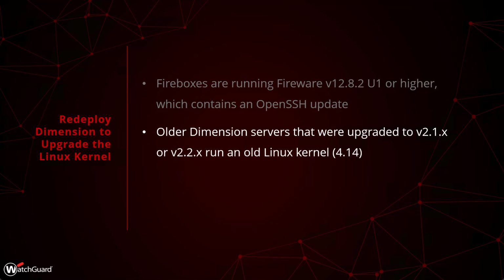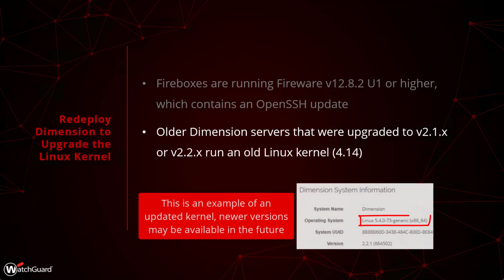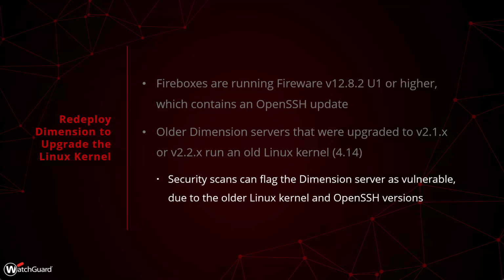More specifically, it is the 4.14 kernel, and even if you had done a Dimension upgrade from version 2 or 2.1 up to 2.2, again, the regular upgrade does not upgrade the kernel, so you will still see the old 4.14 version on there. This can mean that when you do a security scan on your network, the Dimension server may show up as vulnerable because of the older kernel and the older OpenSSH version. So we need to redeploy Dimension in order to get onto the new kernel.